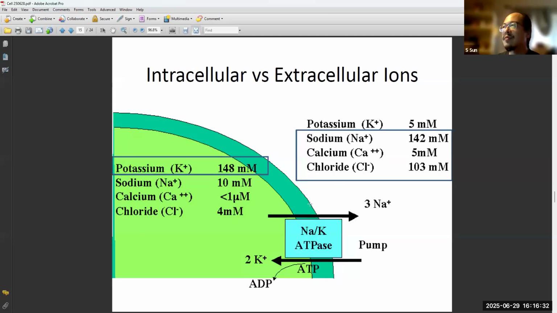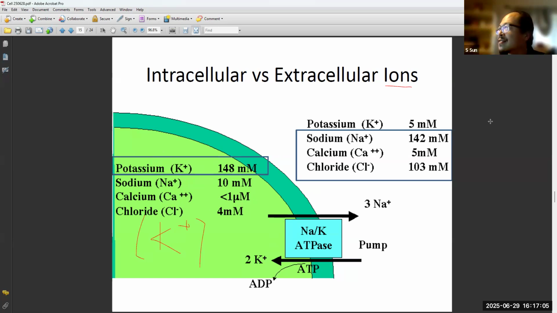So that's that. This one basically is single-handedly creating the membrane potential. The first thing is that we can see the ion distribution between intracellular space versus extracellular space. You can see a lot of different kinds of ions, but the only thing you need to memorize is that potassium is high inside of the cell.